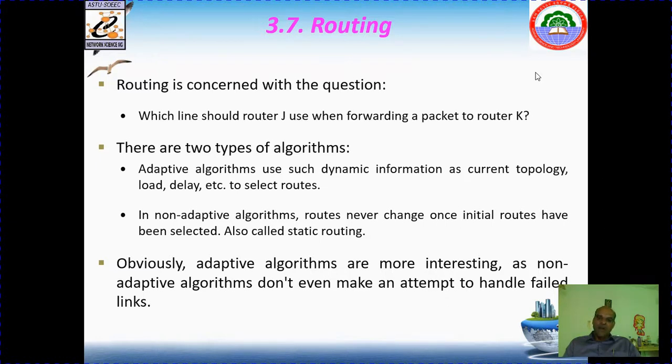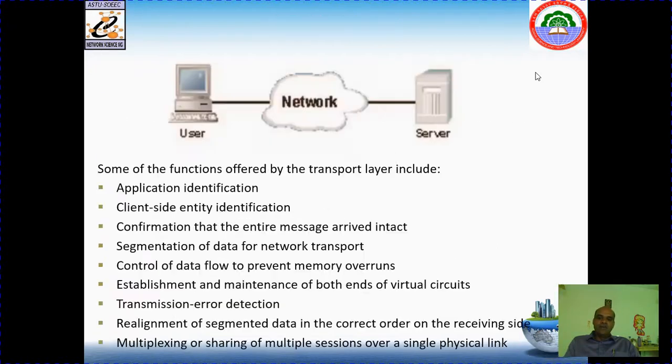When there is a demand, at that time only it will find the route. So another layer called transport layer.